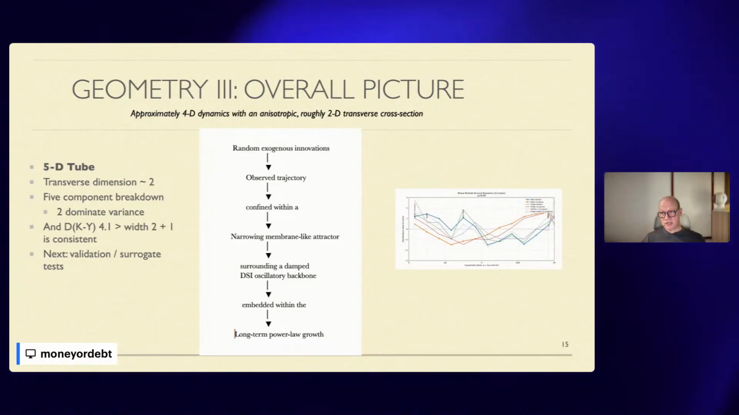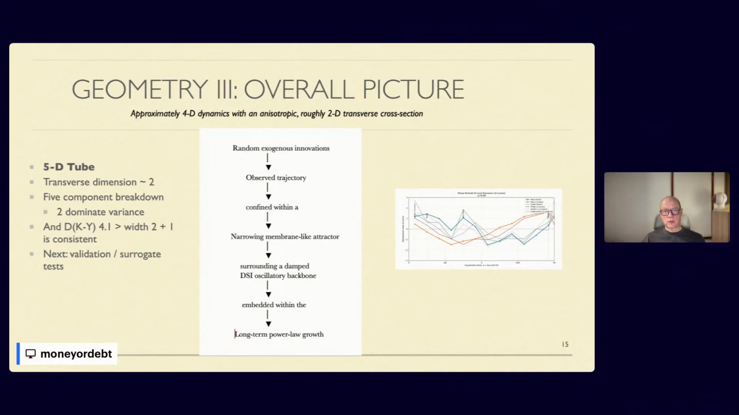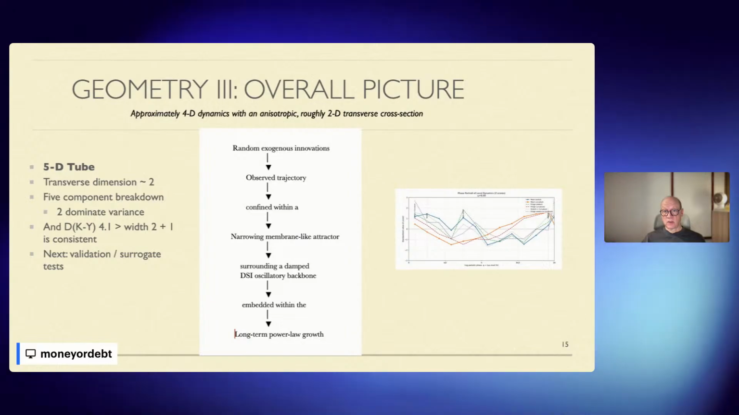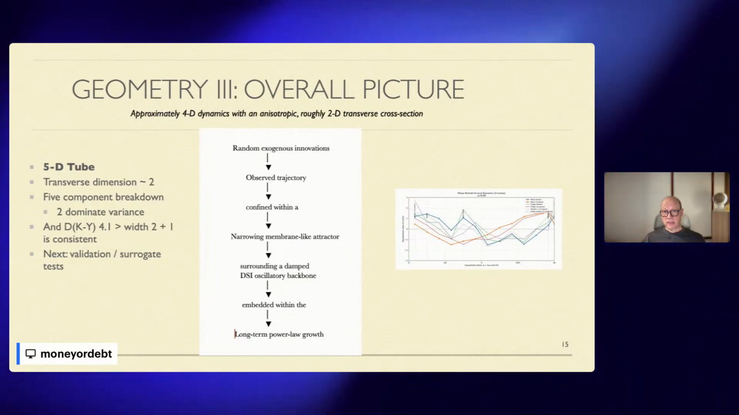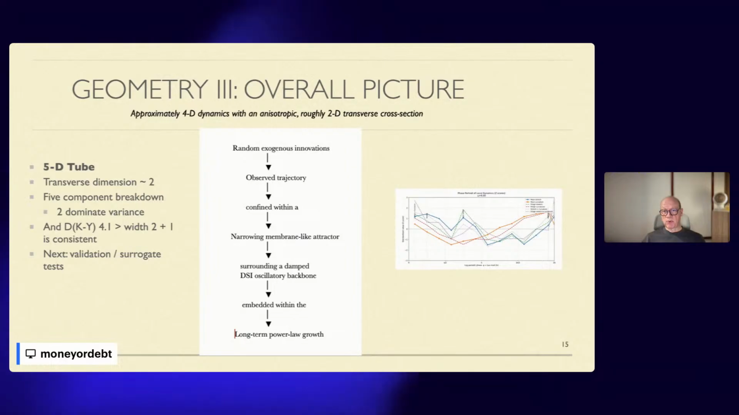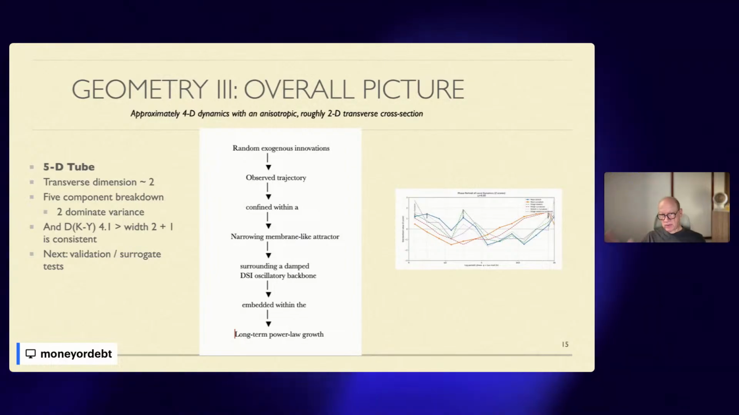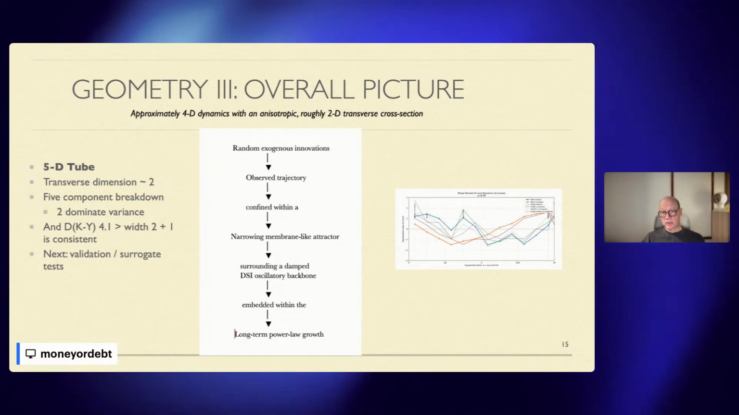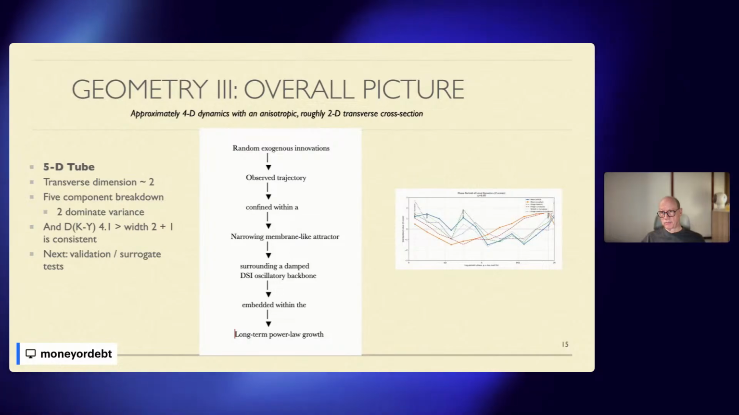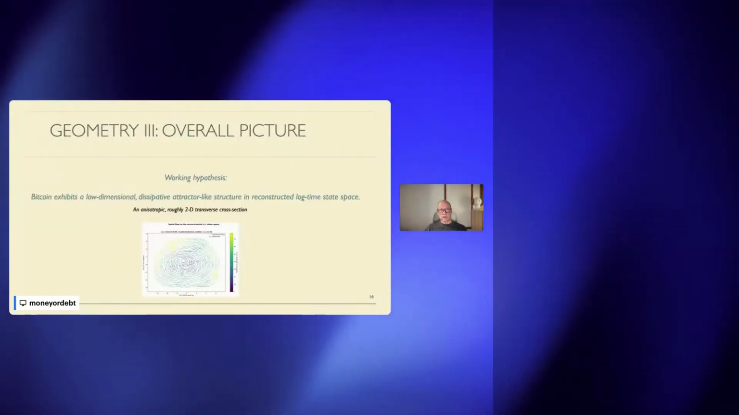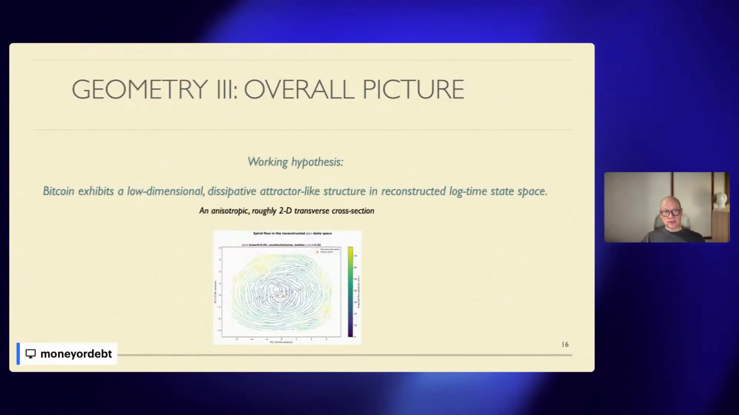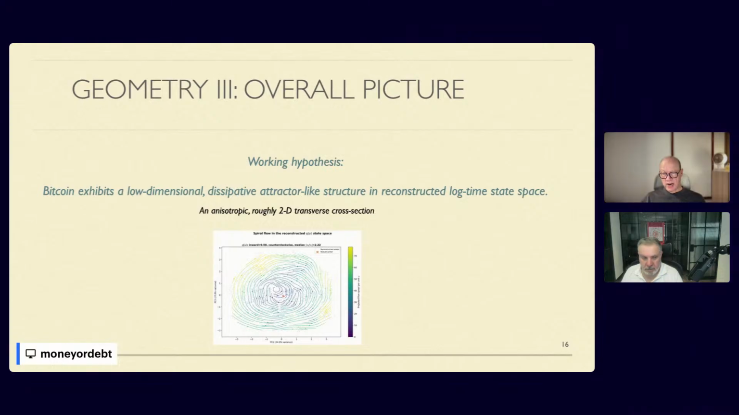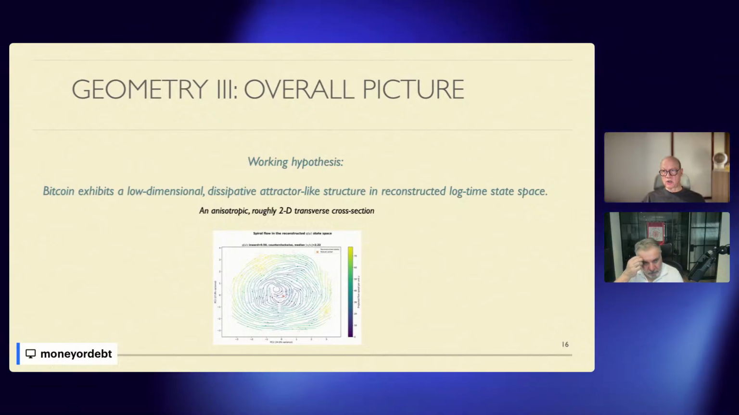Exogenous innovations means influences from the outside world impacting the observed trajectory, but that it remains confined within a relatively compact membrane-like attractor surrounded by a log periodic or DSI oscillatory backbone and embedded within the long-term power law. So the working hypothesis is that Bitcoin exhibits a low-dimensional, dissipative, attractor-like structure in reconstructed log-time state space.